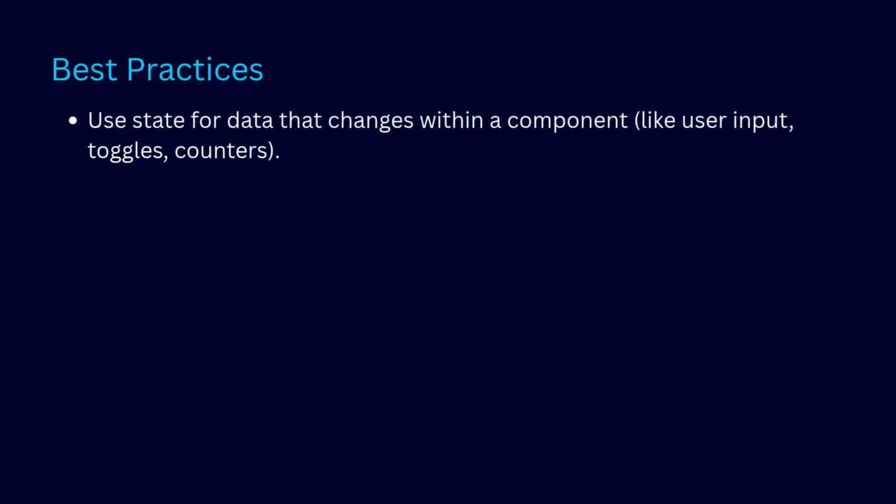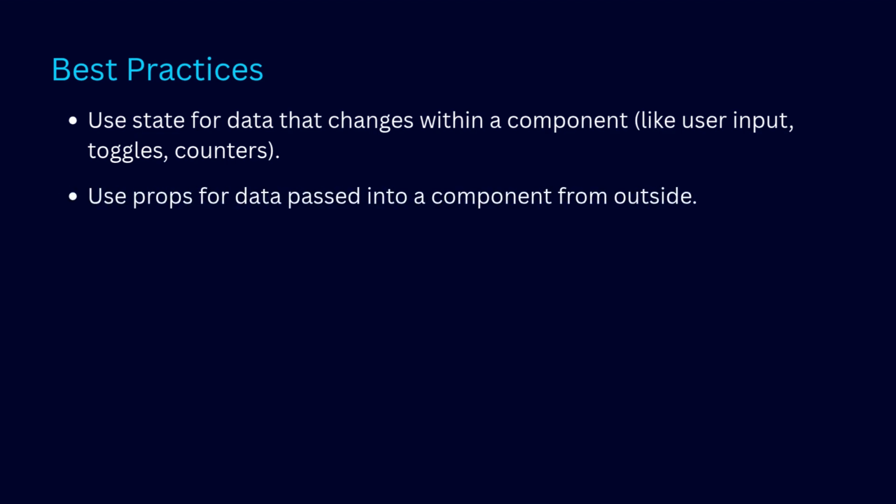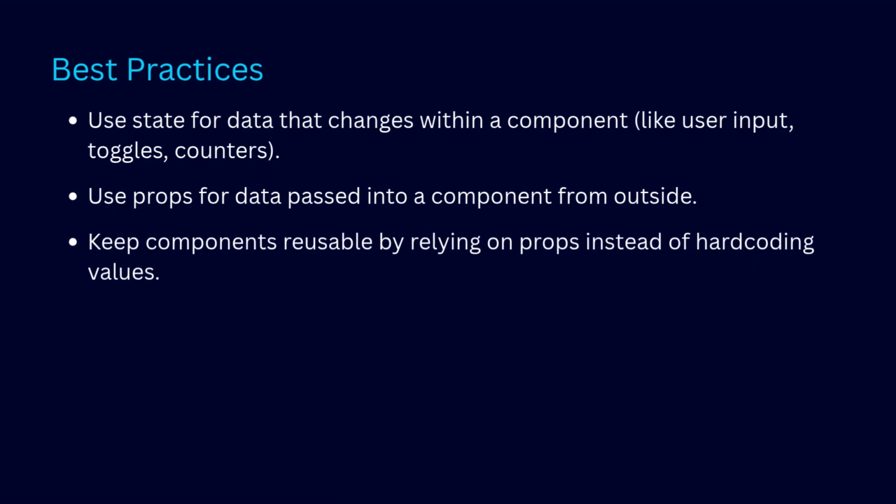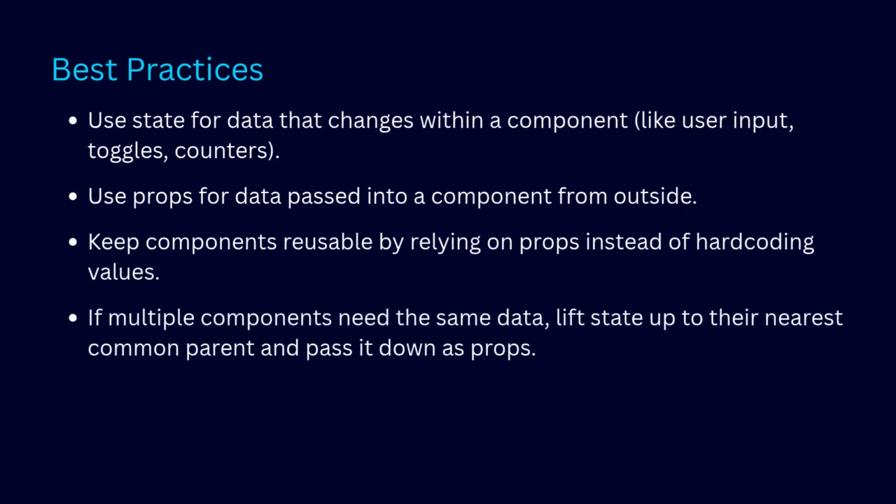Let's see some best practices. Use state for data that changes within a component, like user input, toggles, counters. Use props for data passed into a component from outside. Keep components reusable by relying on props instead of hard coding values. If multiple components need the same data, lift state up to their nearest common parent and pass it down as props.